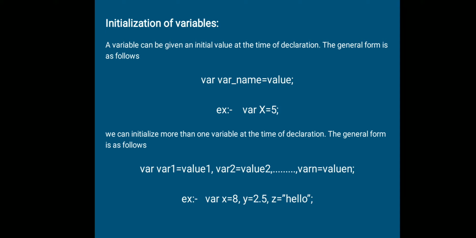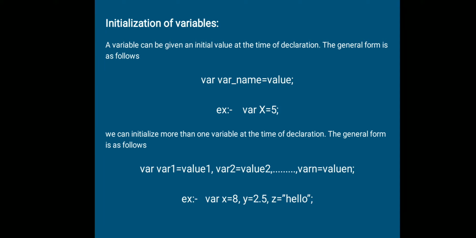We can initialize more than one variable at the same time at the time of declaration. Here you can see the general form. Each variable is initialized with a value, separated by commas. Like in this example, I have taken three variables x, y and z. I have initialized x to 8, y to 2.5 and z to hello.